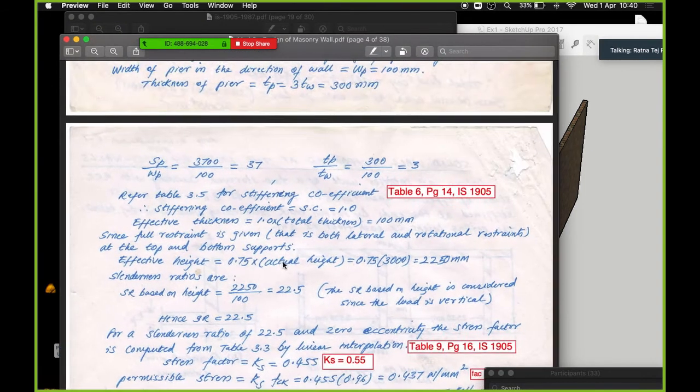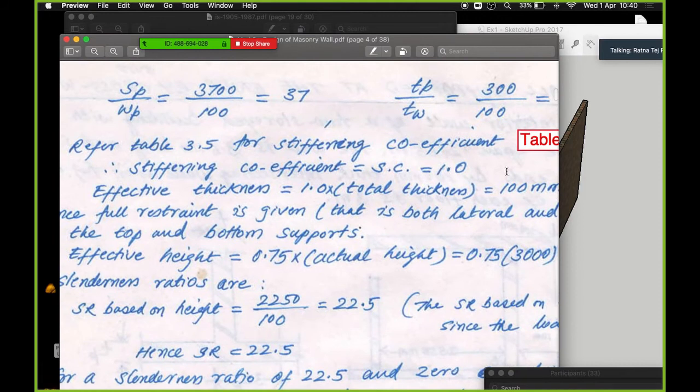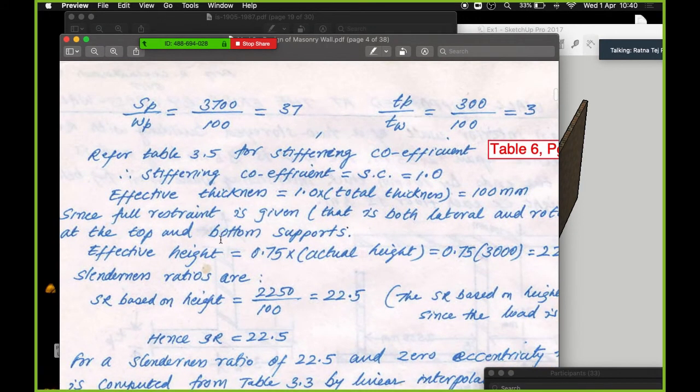Now the stiffness coefficient is 1. The entire point of all these calculations, looking up table 6, making sure that they are complying with certain clauses like 4.3 etc., is in order to calculate the effective thickness.